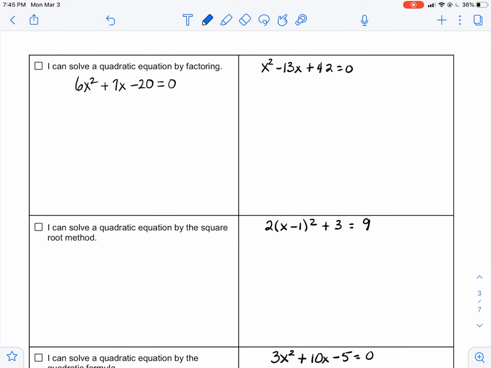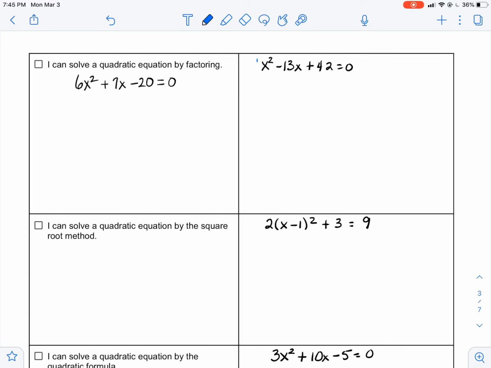We're going to focus in this video on solving quadratics by the four methods that we have learned, which are factoring, the square root method, the quadratic formula, and completing the square. So I'm going to run through two by factoring. I'll start over on the right with the easiest.